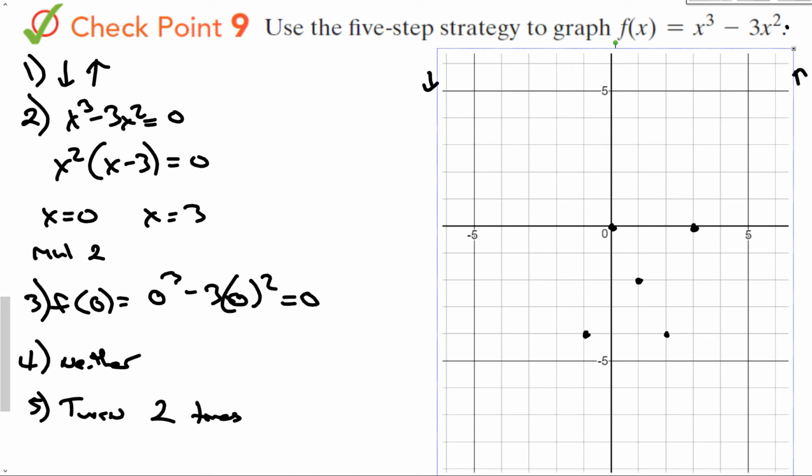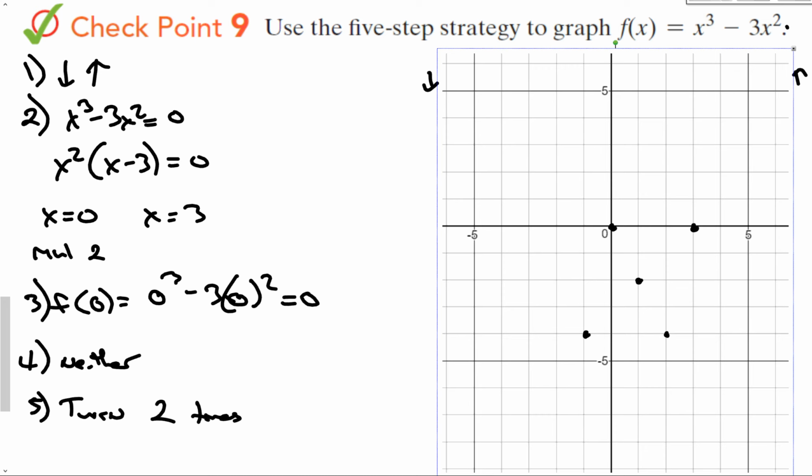Now we can try to evaluate the function at different points. Let's try f of 2. I expect the function to be going down to the right. If I plug 2 into this function, I get -8. Oh, look at that. It's doing what I expect.